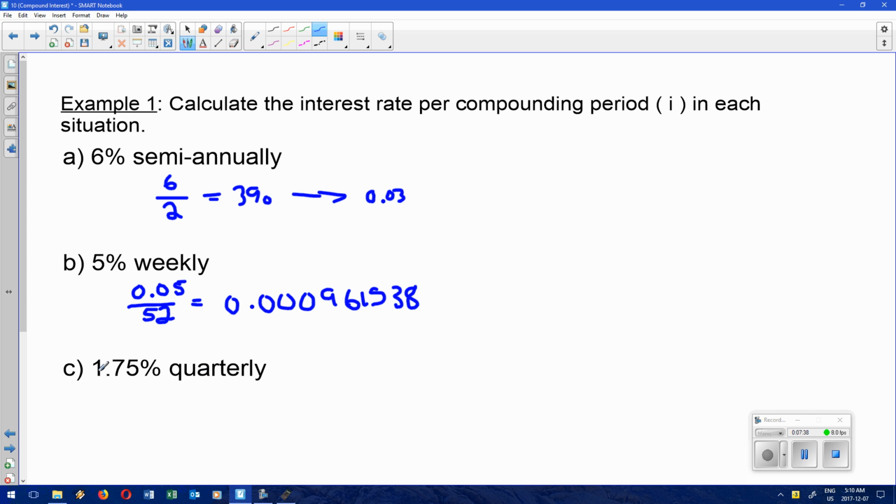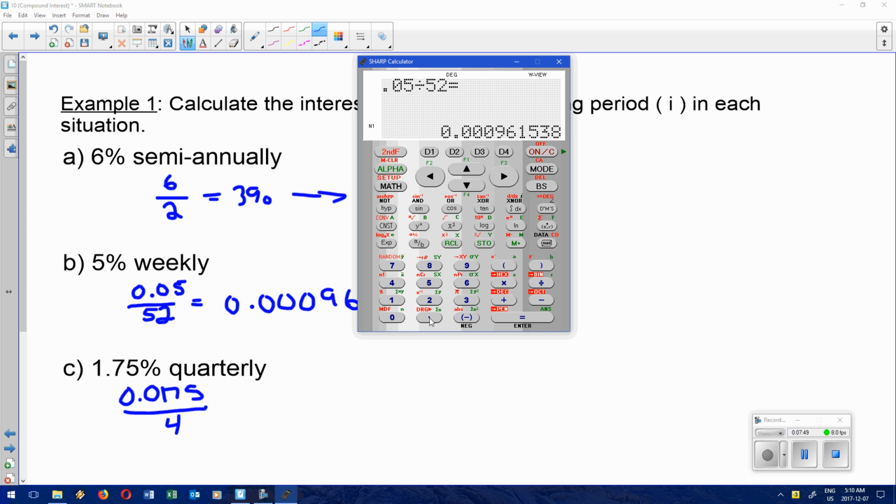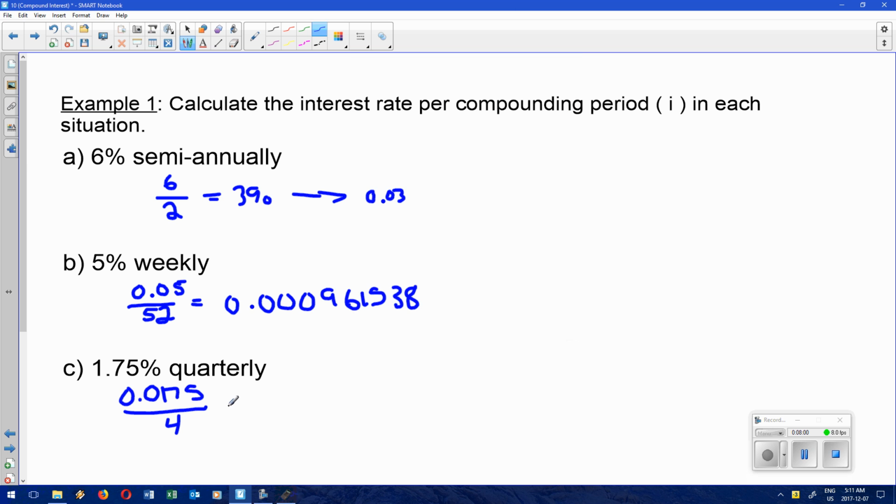Okay, so last but not least, 1.75 quarterly. Again, we'll change it to decimal first. So it's 0.0175. Quarterly is 4 times per year, so we'll divide that by 4. Okay, so 0.004375. That's how you get your value for I. It's your interest rate divided by however many times you're compounding per year.